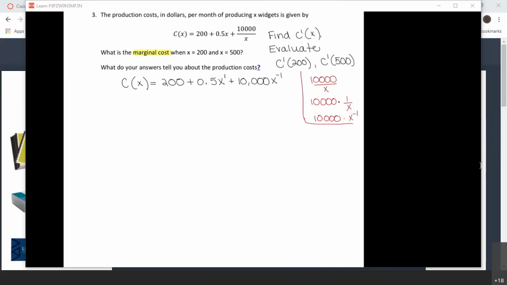We'll take maybe another minute for this. Just see if you can get through the calculus and the evaluation part.